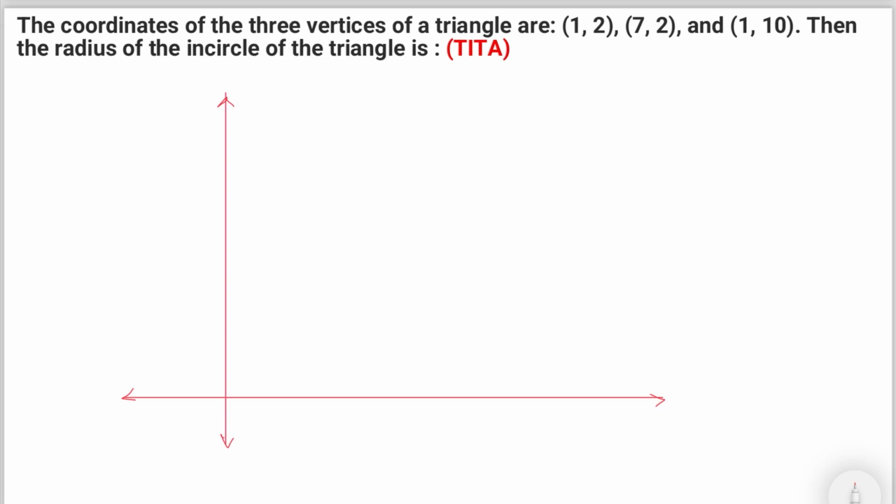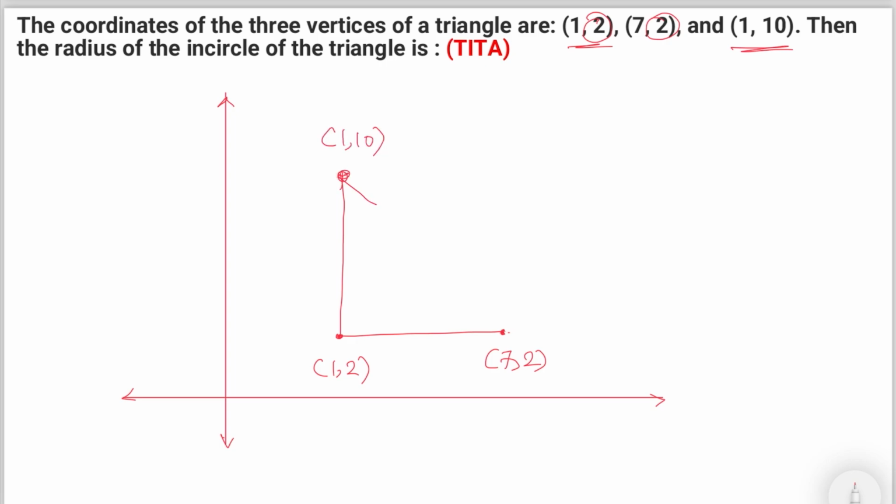The first point has coordinates (1, 2). Let's suppose the point would be here, okay, having coordinates (1, 2). Okay, the other point is (7, 2). Now this point has the same y coordinate, right? So that means it will be at the same horizontal level as compared to the first one. Okay, it has coordinates (7, 2). So it will be something like this, right? And the third point has coordinates (1, 10). Notice that its x coordinate is same as the first point. So it's going to be something like this. Okay, a vertical line having the same x coordinate 1.